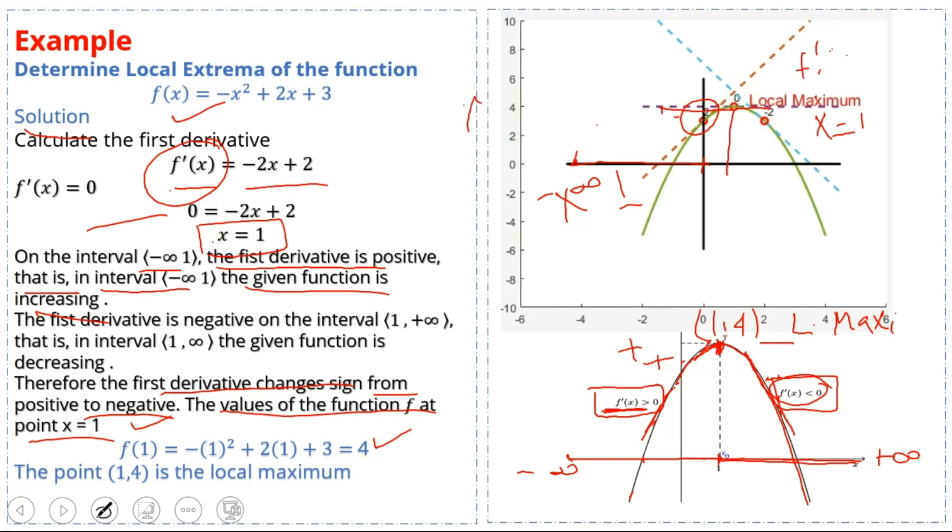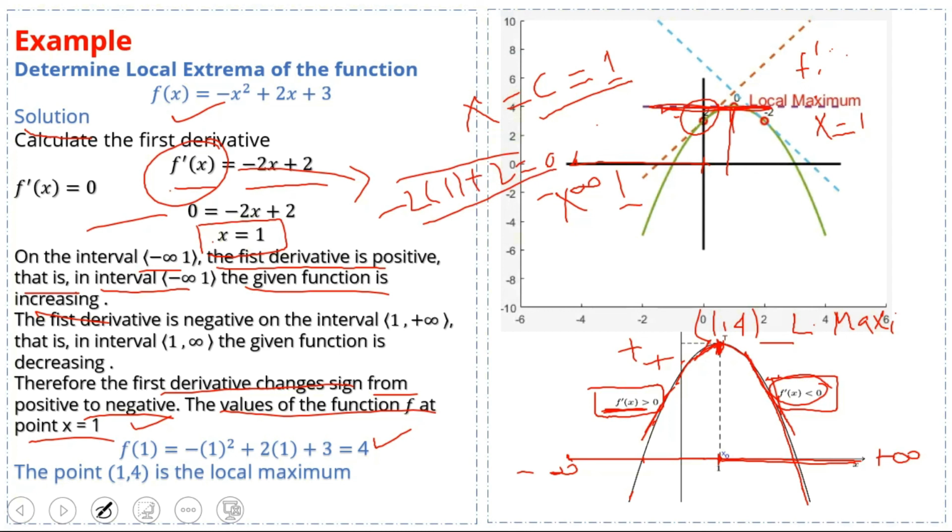We can say that x is equal to c is our critical point, and at this point the derivative of the function is minus 2 into 1 plus 2, which is equal to 0. This means at this point the slope of the tangent line is 0.